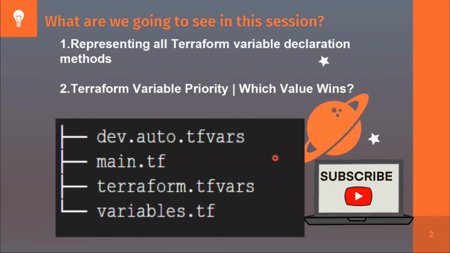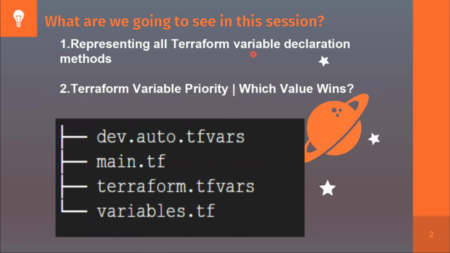In this particular session, we are going to discuss a few important things about Terraform variables. In the previous session, we learned how to use variables, how to call a variable and how to declare them. But in this session, we are going to see different variable declaration methods in multiple file formats, and after declaring them, which file format will have the highest variable priority and which will have the least priority. That also we are going to discuss.